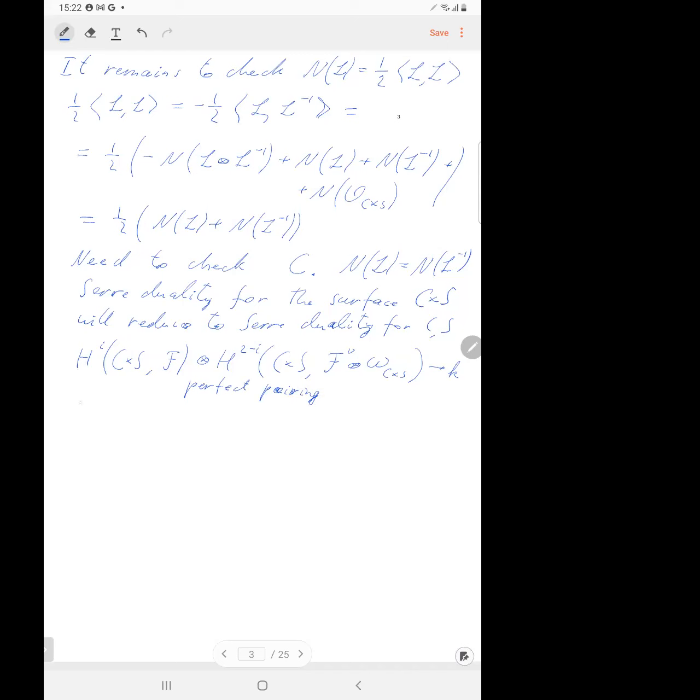So it implies that the Euler characteristic of these two guys are equal. Well, chi of F equals chi of F dual tensor canonical class, but the canonical class is decomposable. It's the product of canonical class lifted from C and from S, and so it's equivalent to F dual. So you will deduce what you need.